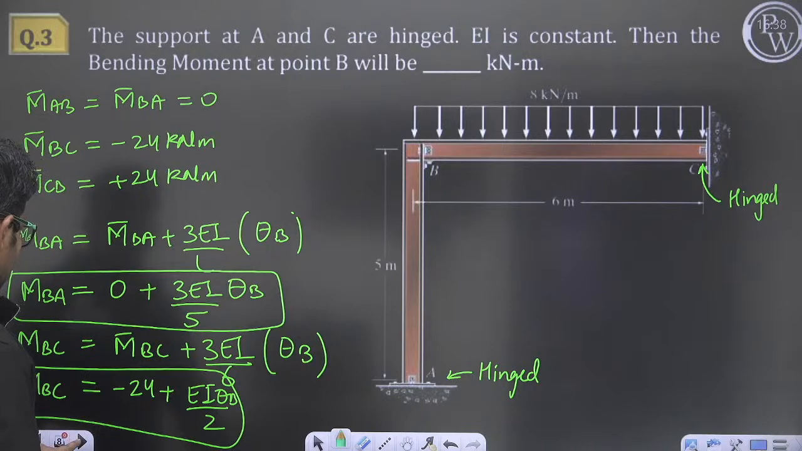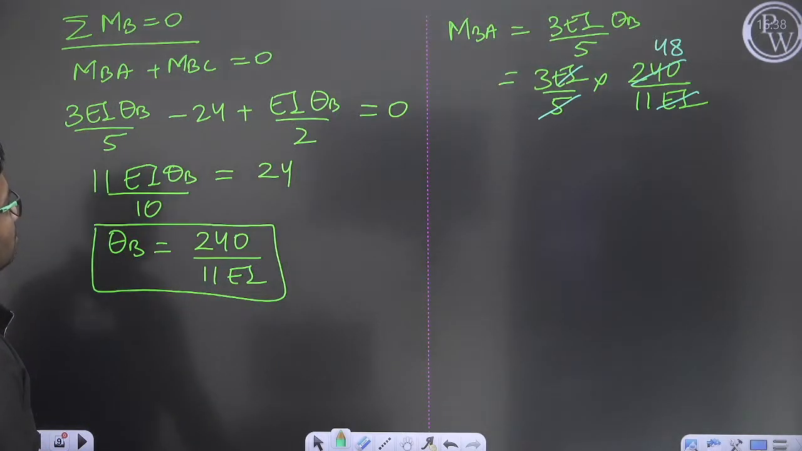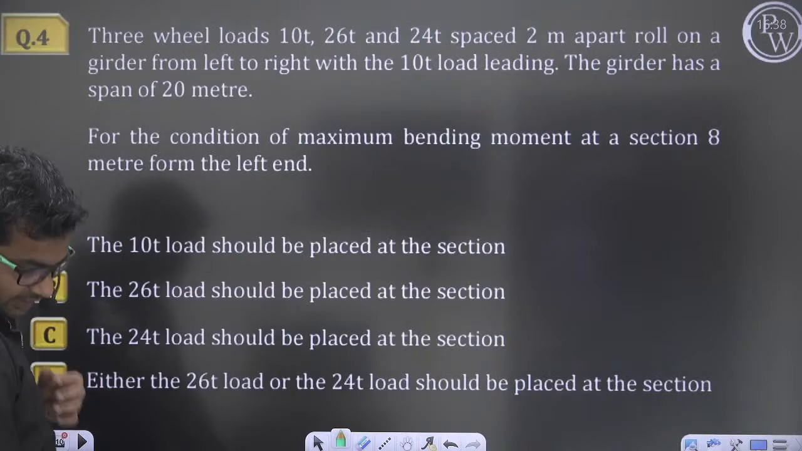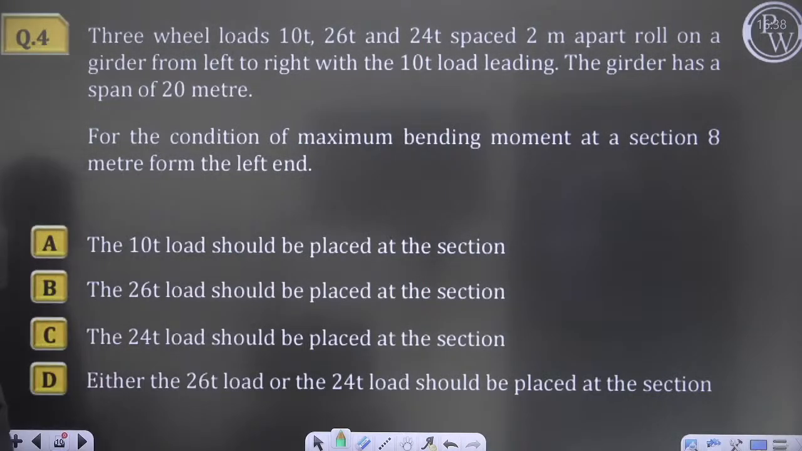Three by 6 minus 24. Leave it with slope deflection method. Better is moment distribution method. So we have calculated by moment distribution method. Let's move on to the next question.